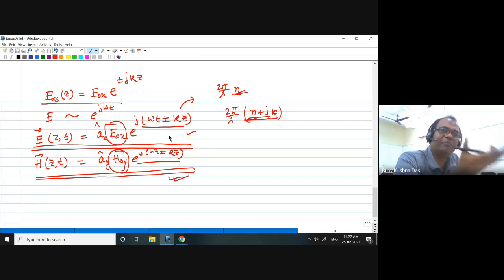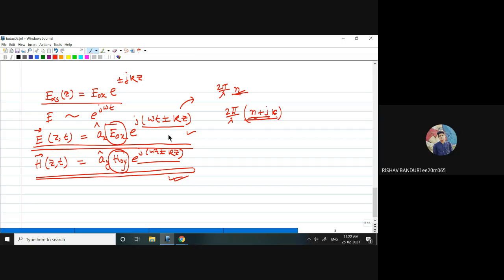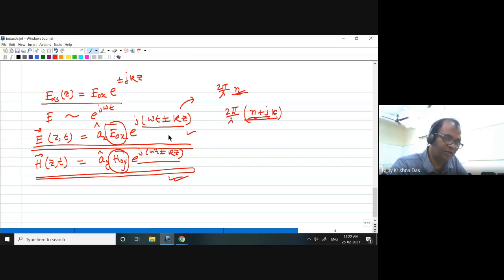But mathematically, I'm asking how you conclude that. I have to take omega t plus minus kz equal to some constant c. Now I am at the origin, put z equal to 0 and t equal to 0, then c is 0. I think Rishabh, you are right. You have to consider that at a certain instant of time and certain position, you can consider t1 and z1. Now another instant of time, t2 and z2.